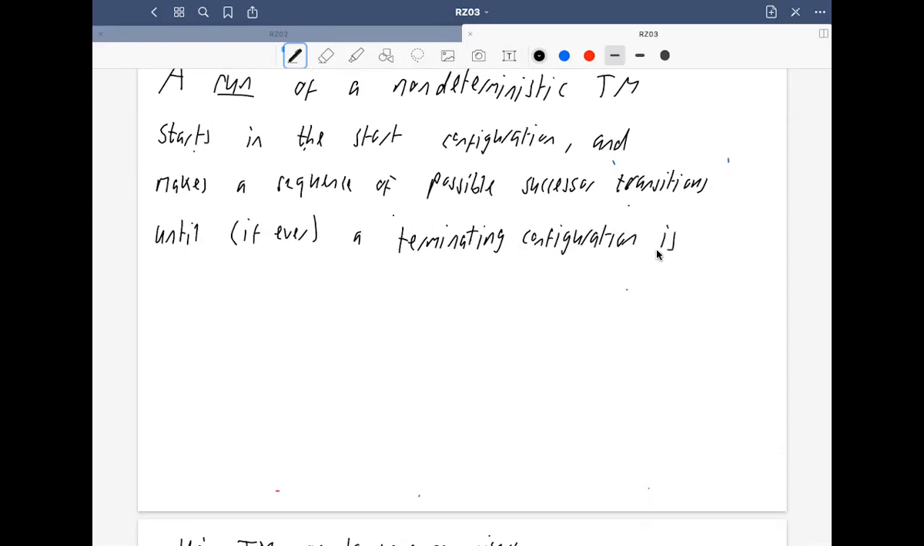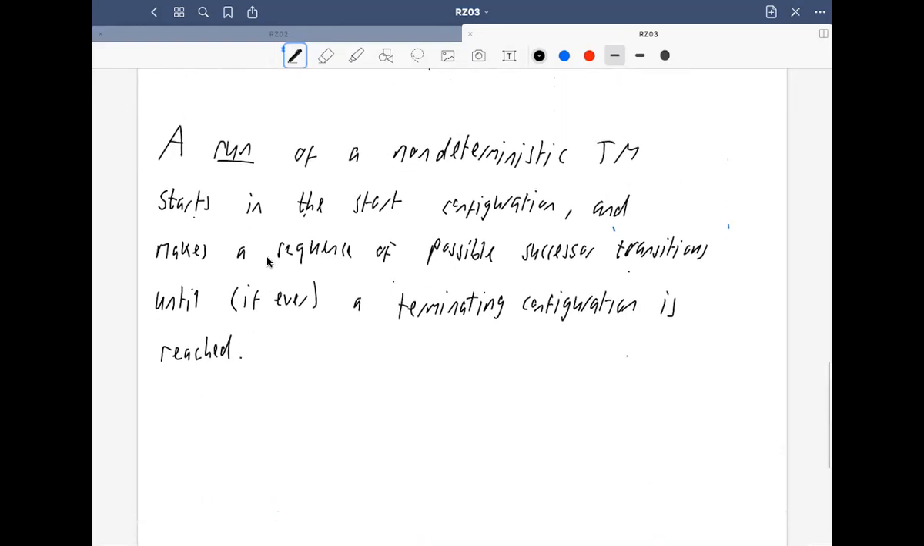I'm trying to avoid being too formal here about the notion of what a run is. But the point is, a run is a sequence of configurations starting in the starting configuration, where at each step we make a legal step of the Turing machine, and we keep on doing that until we get to a terminating configuration. And if we don't get to a terminating configuration, then it's an infinite sequence of configurations.